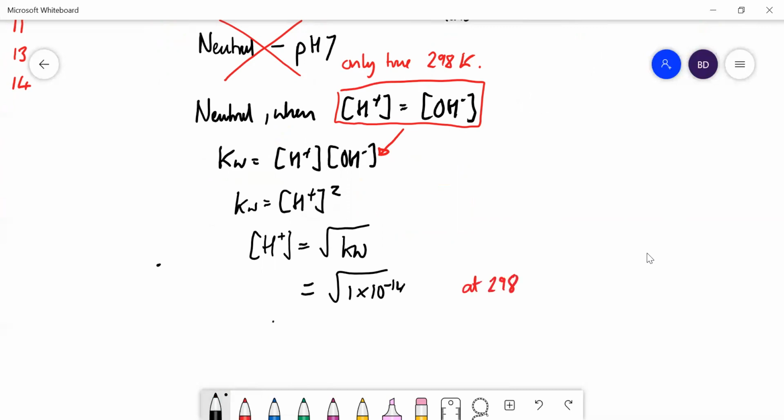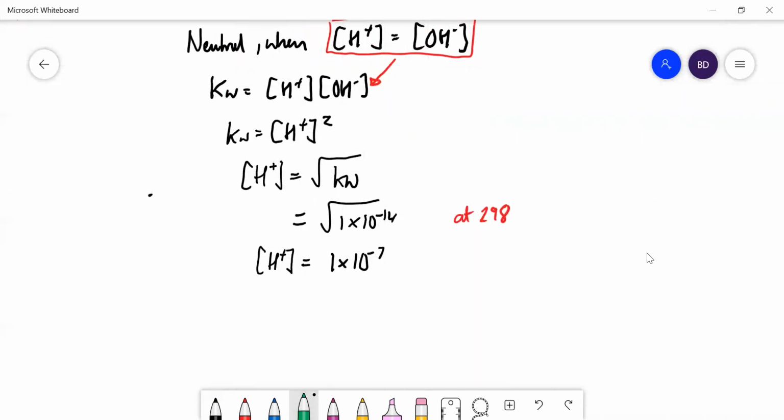So that means the H+ concentration is equal to, the square root of that is 1 times 10 to the minus 7. We do our pH bit with that. pH is equal to minus log of the hydrogen ion concentration. pH is equal to minus log of 10 to the minus 7, which is equal to 7. Okay, so at 298 Kelvin, neutral pH is pH 7.